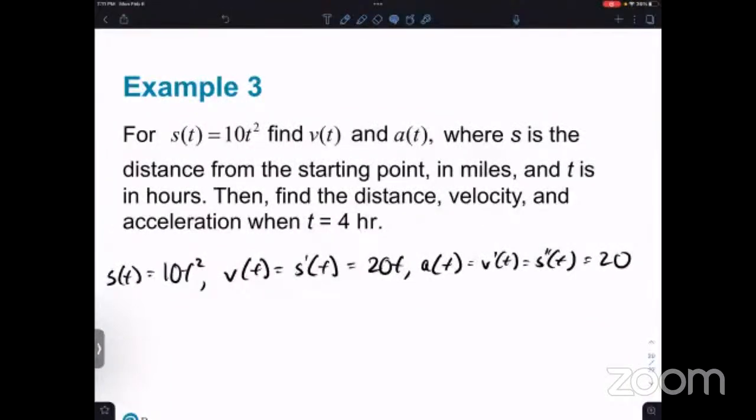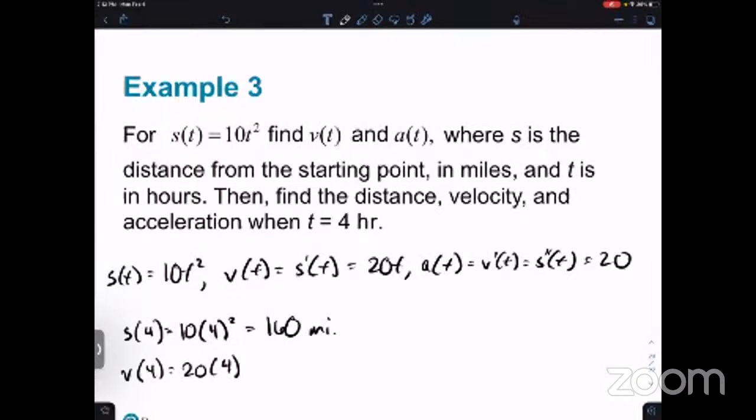Then find the distance, velocity, and acceleration after 4 hours, right? So s of 4 is going to be 10 times 4 squared, which is 160 miles. The velocity after 4 hours is going to be 20 times 4, which is 80 miles per hour.